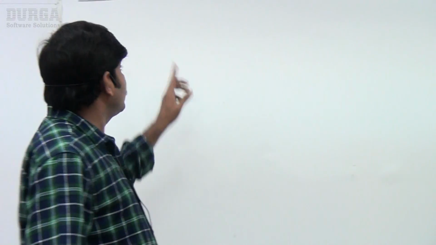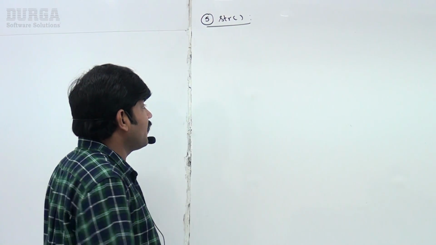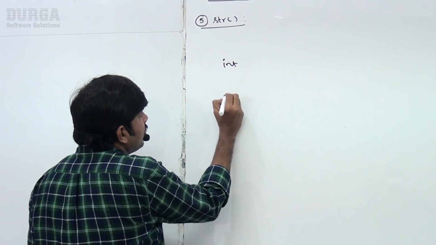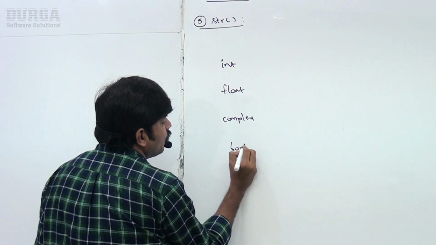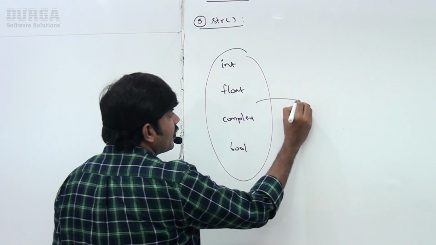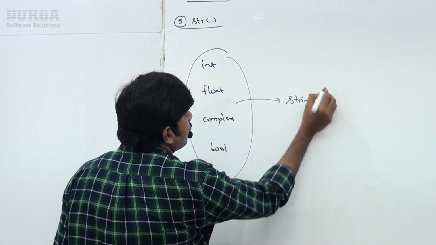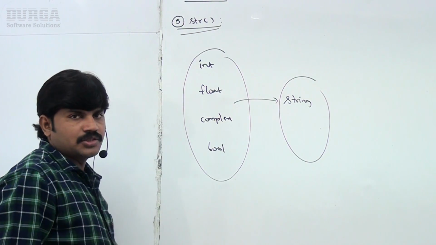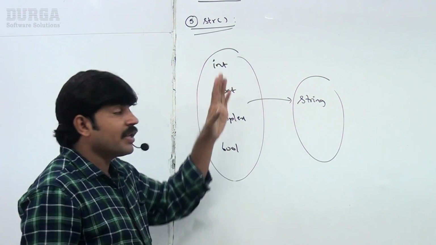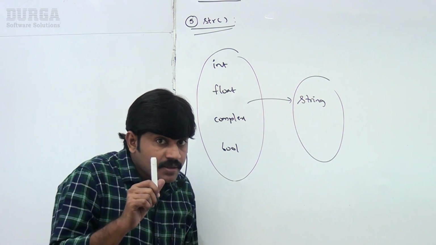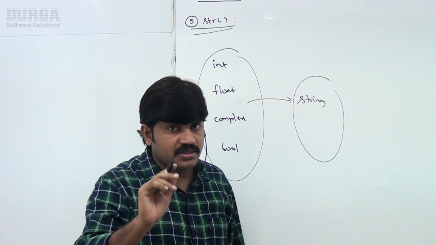Sir, up to this, we covered very clearly how to use the int function, float function, complex function, and bool function. Now the next one is the str function. What is the purpose of the str function? If you have an int value, float value, complex value, or bool value, and you want to convert it to string type, then we require the str function. So to convert from other types to string type, we require the str function, right?